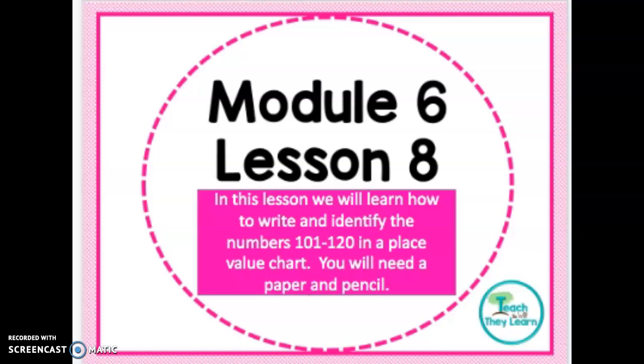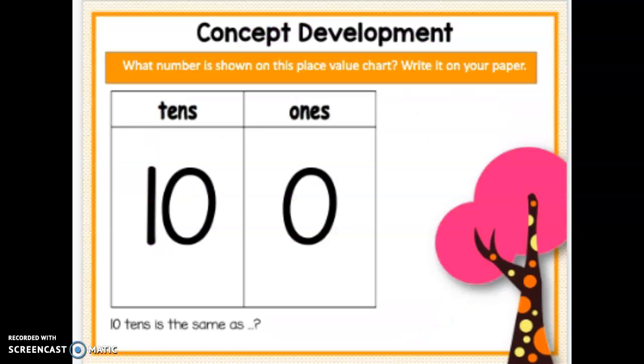Module 6, Lesson 8. In this lesson, we will learn how to write and identify numbers 101 through 120 in a place value chart. You will need a paper and pencil. What number is shown on this place value chart? Write the number on your paper.